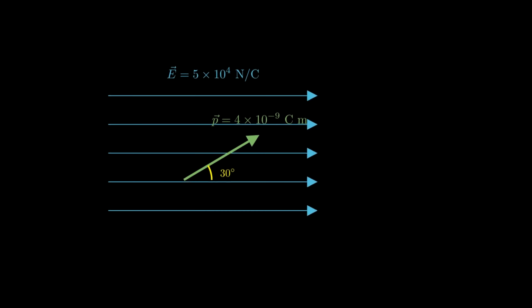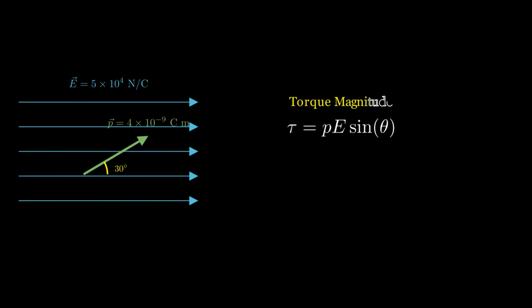For our next problem, we'll place an electric dipole in a uniform electric field. The field strength E is 5 times 10 to the power of 4 newtons per coulomb. The dipole moment P is 4 times 10 to the power minus 9 coulomb meters. The dipole is tilted at an angle of 30 degrees relative to the field lines. We need to find the magnitude of the torque acting on this dipole. Torque is the turning effect of force that tries to rotate the dipole.